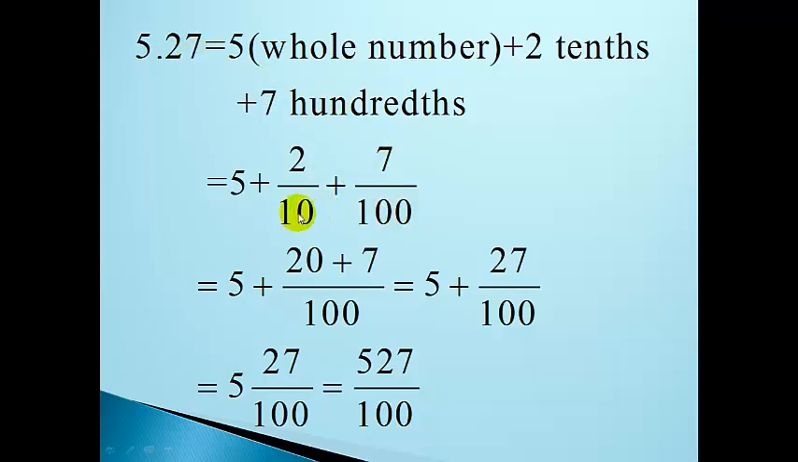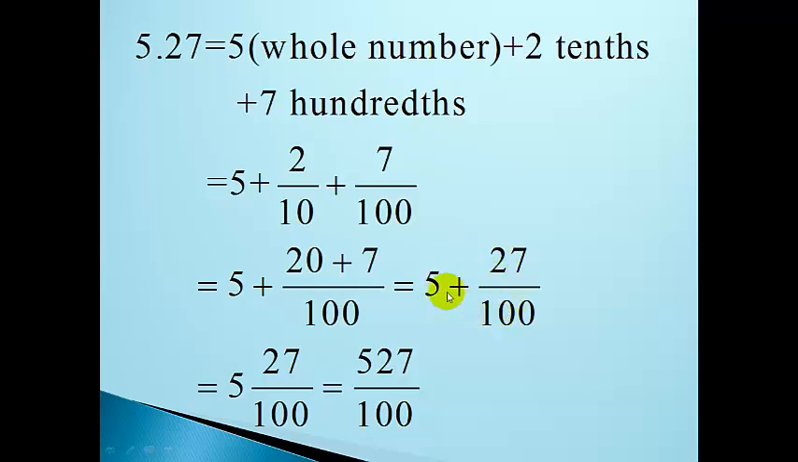Now we find the LCM of 10 and 100, and it is 100. 10 goes into 100 10 times, and 10 times the numerator 2 equals 20. Plus 100 goes into 100 once, and 1 times the numerator 7 will give you 7. Now 20 plus 7 is equal to 27. So we have 5 plus 27/100.